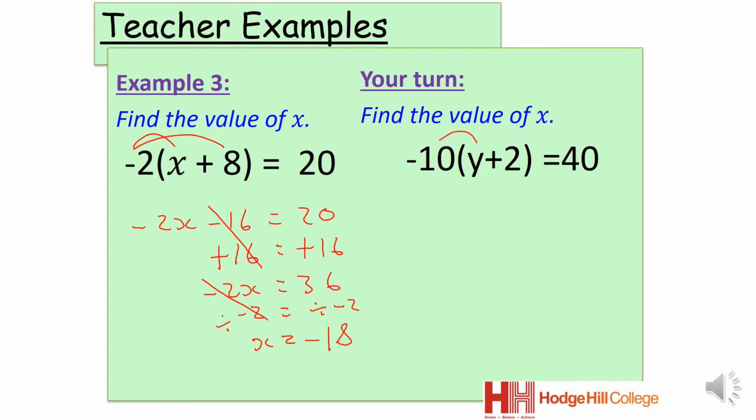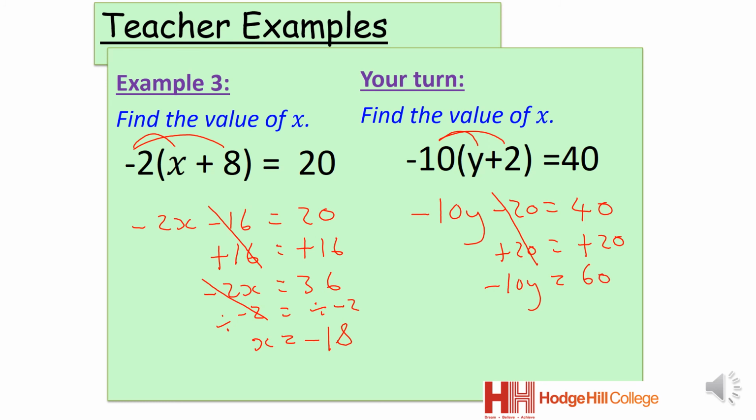So minus 10 times y, which is minus 10y, minus 10 times positive 2, which is minus 20, and that equals 40. What will we get rid of first? Minus 20 by adding 20. Add 20 on the right. We're left with minus 10y on the left and 60 on the right.